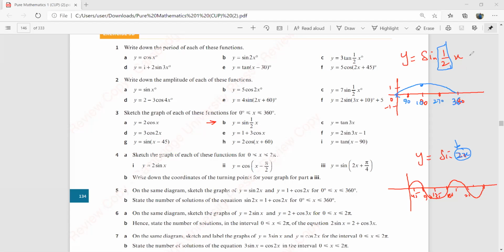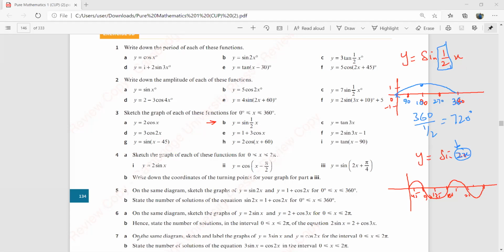So this will change the period of this function. This is 360 over half. You see that is going to be 720. That means one wavelength will be completed in 720 degrees rather than 360 degrees. Now please try these questions.